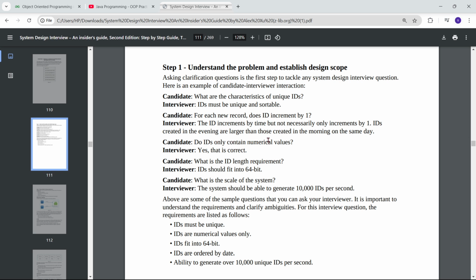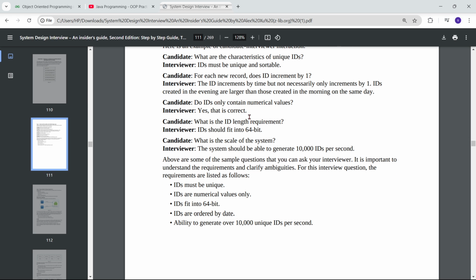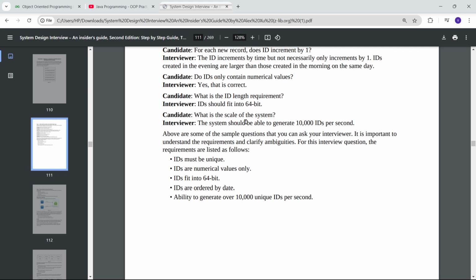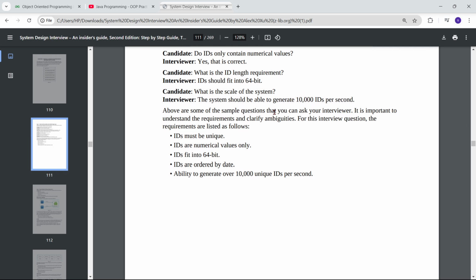Do IDs only contain numerical values? Yes, that is correct. What is the ID length requirement? ID should fit into 64 bits. What is the scale of the system? The system should be able to generate 10,000 IDs per second. Above are some sample questions you can ask the interviewer. It is important to understand the requirements and clarify ambiguities. For this interview question, the requirements are listed as follows.